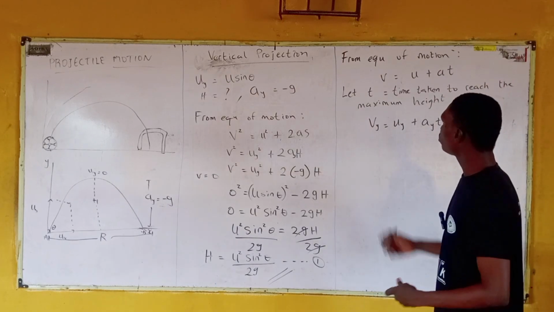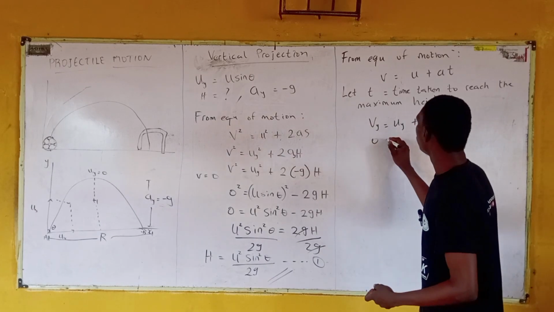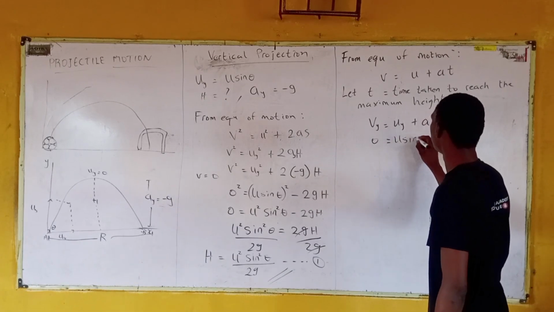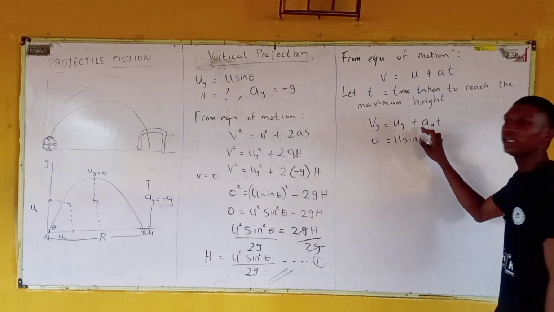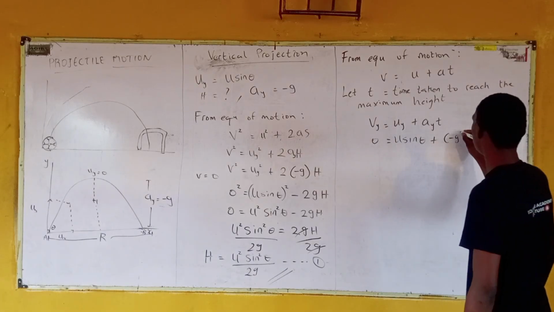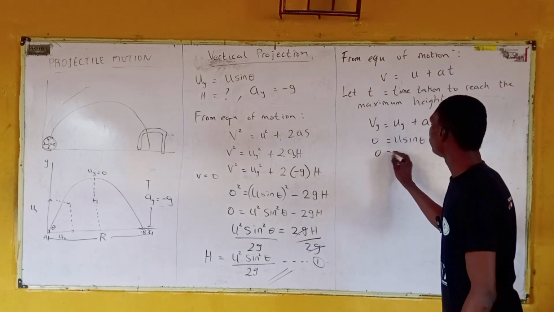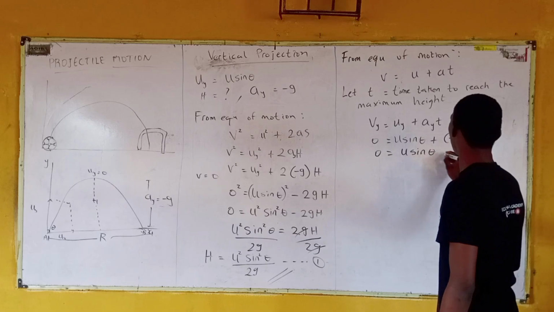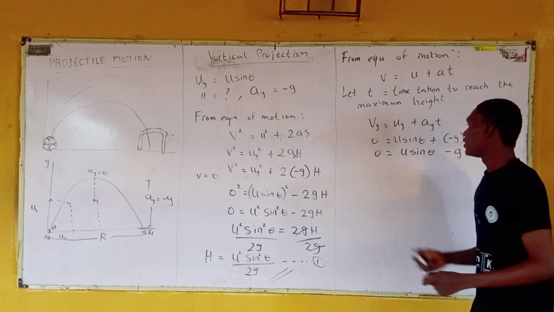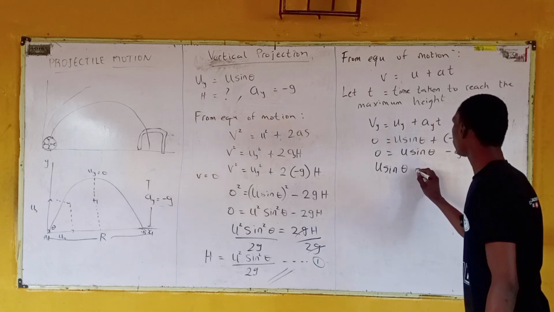Now, from here, we can also deduce that our final velocity in this case is 0. So we can say that 0 is equal to our Uy, which is U sine theta, plus our Ay, which in this case is minus g, then our t, the time taken. So 0 is equal to U sine theta minus gt. Now we can also say that U sine theta is equal to gt.